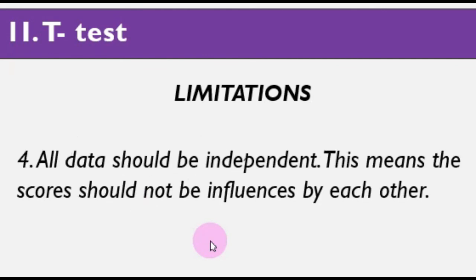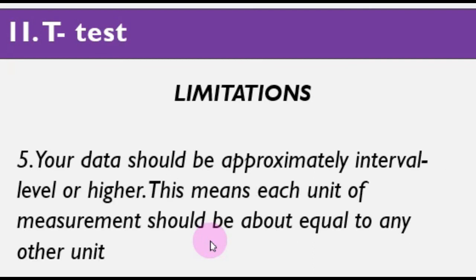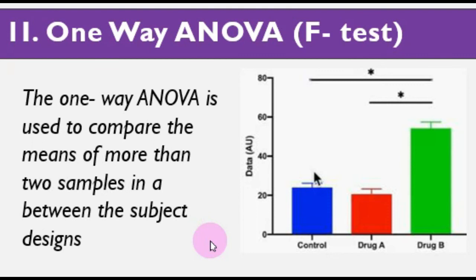Okay? All data should be independent. This means the score should not be influenced by others. Okay? Number 5, your data should be approximately interval or higher. This means each unit of measurement should be about equal to any other unit. Okay? Now, let's move to one-way ANOVA or the F-test.